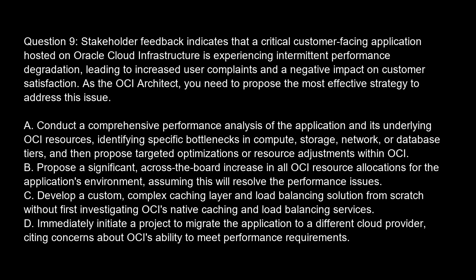Option A. Conduct a comprehensive performance analysis of the application and its underlying OCI resources, identifying specific bottlenecks in compute, storage, network, or database tiers, and then propose targeted optimizations or resource adjustments within OCI. Option B. Propose a significant, across-the-board increase in all OCI resource allocations for the application's environment, assuming this will resolve the performance issues. Option C.